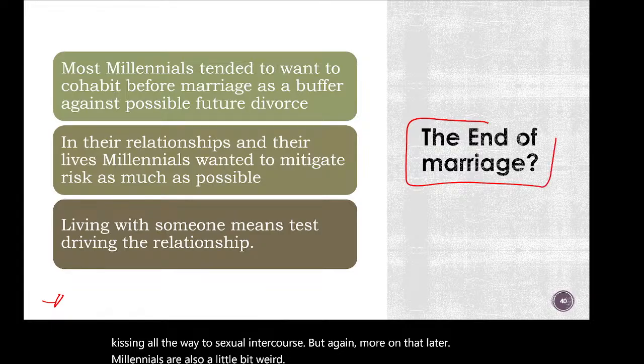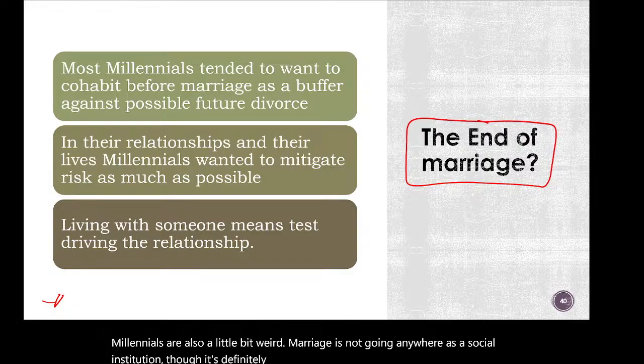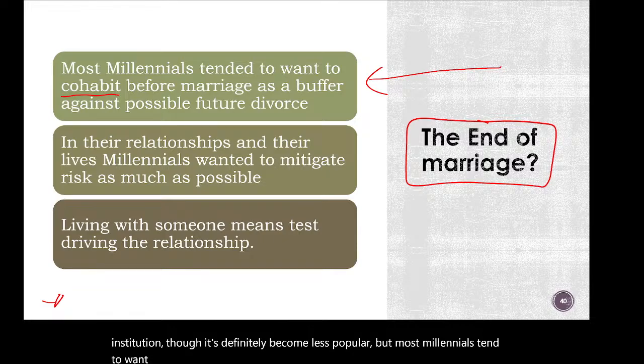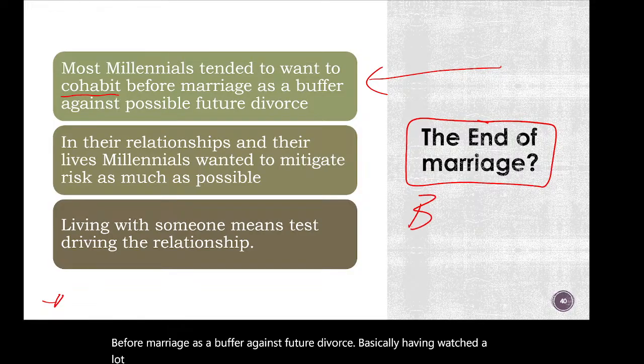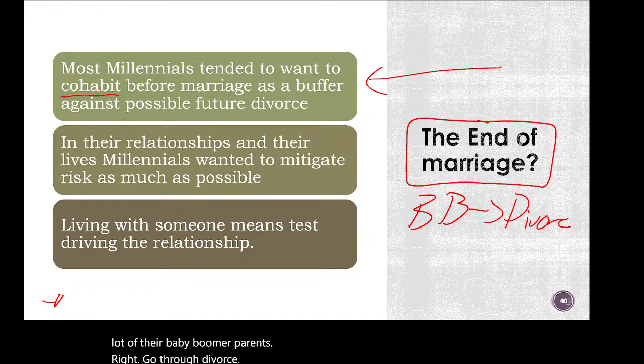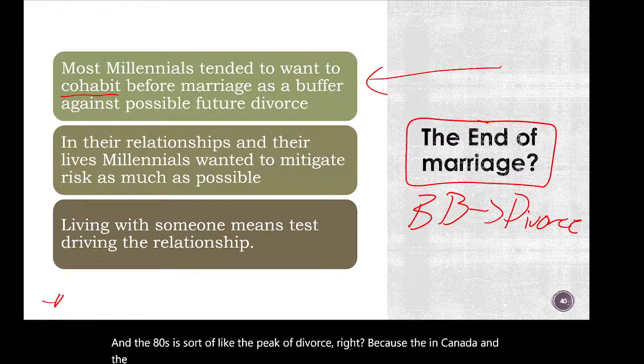Marriage is not going anywhere as a social institution, though it's definitely become less popular. But most millennials tend to want to cohabit before marriage as a buffer against future divorce. Basically having watched a lot of their baby boomer parents go through divorce. And the 80s is sort of like the peak of divorce, right? Because in Canada and the US, no-fault divorce becomes possible in the 1980s, and we get a huge spike of divorces amongst the silent generation and the baby boomers.